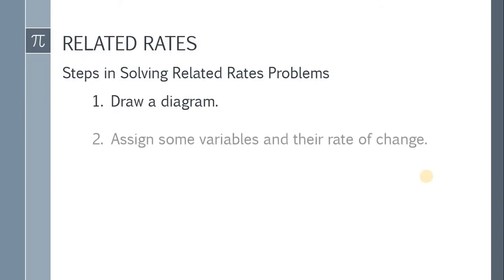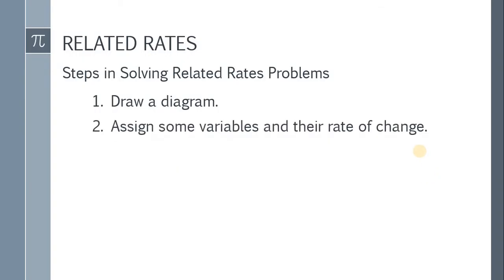Number 2, after nating magawa ng illustration or diagram, assign some variables and their rate of change. Kung may given na rate of change, ilagay na agad natin para hindi natin makalimutan. Okay? In addition, pag sinabi natin rate of change, it can be positive, negative, or zero. Kapag yung ating quantity is increasing, so yung ating rate of change is positive. Kapag yung ating quantity is decreasing, yung rate of change niya is negative.